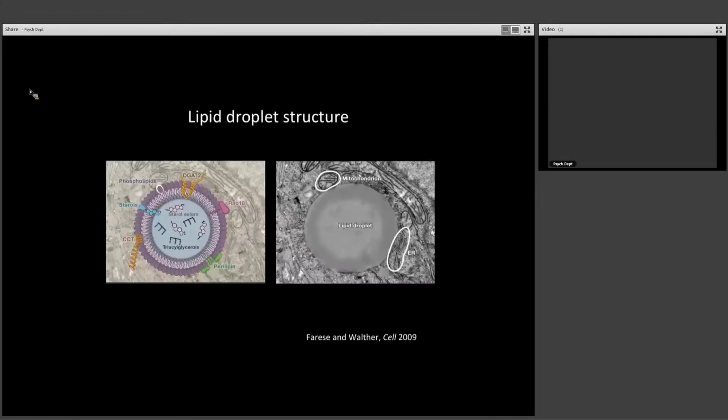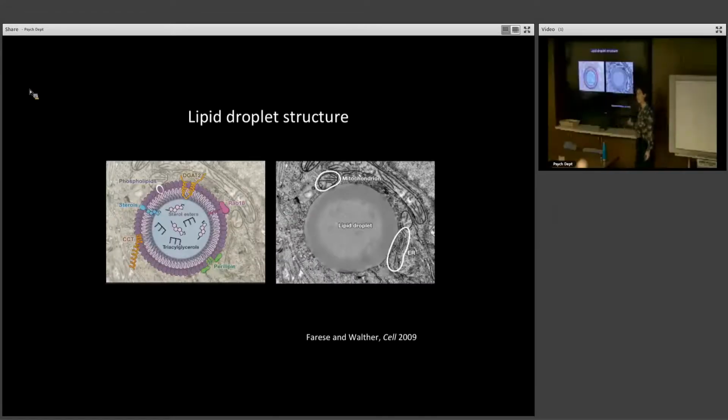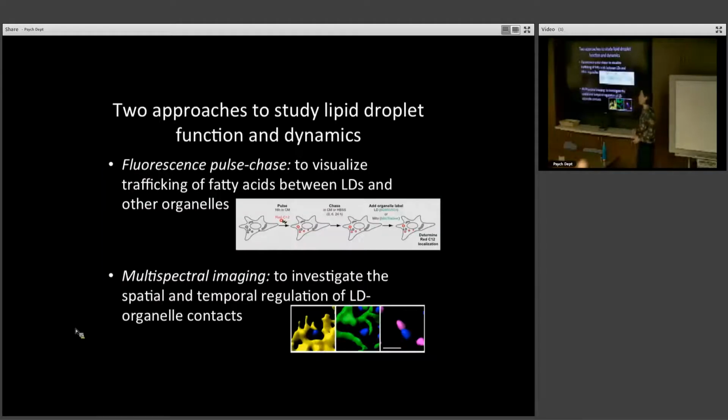Transferred, and in what direction, and in response to what kind of stimuli, all remain relatively open questions. So during my postdoc, I've been using two approaches to study the function and dynamics of lipid droplets.